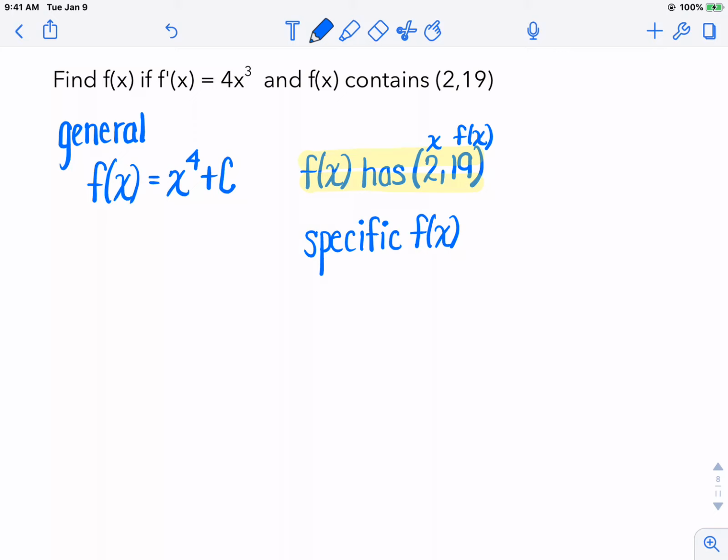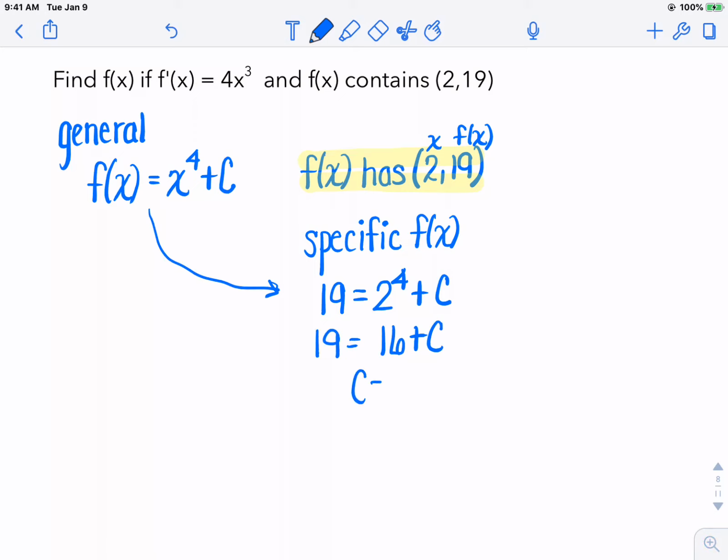Taking that information, I can find the specific f of x by saying, okay, 19 needs to be the output when 2 to the 4th adds a constant. So 2 to the 4th is 16. So the missing constant here is 3. So the specific f of x from the information that they gave me was x to the 4th plus 3.